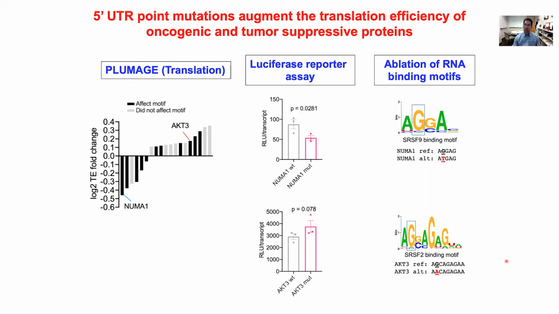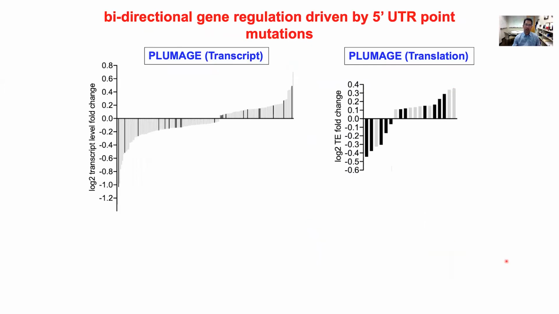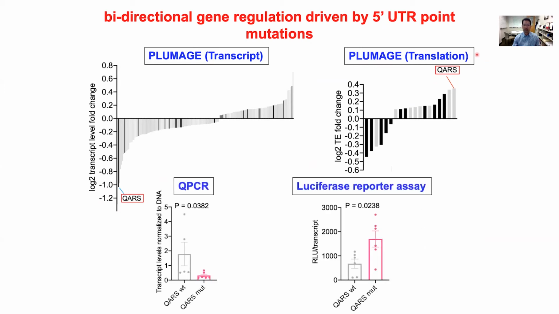One other very interesting observation that we saw within our data set was that singular mutations can have varying effects on gene expression. For instance, in the tRNA synthetase CARS, a particular 5' UTR mutation led to a significant decrease at the transcript level, but a significant increase at the translation level. And we were able to validate this using a qPCR and reporter assay as shown here. What this demonstrates is that singular mutations can actually influence more than one level of gene expression. We need to keep that in mind as we study patient-associated mutations.